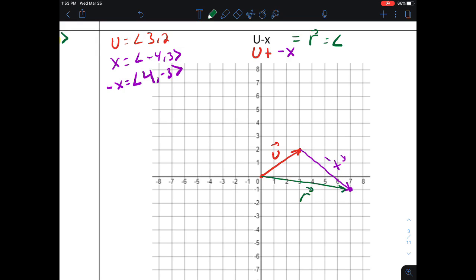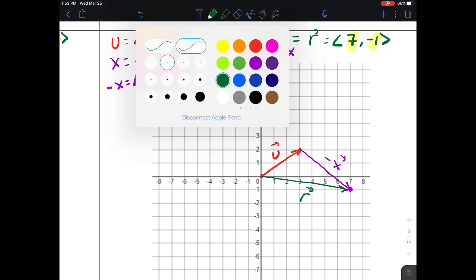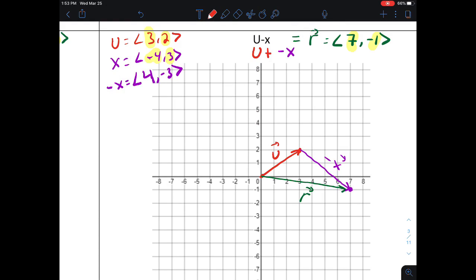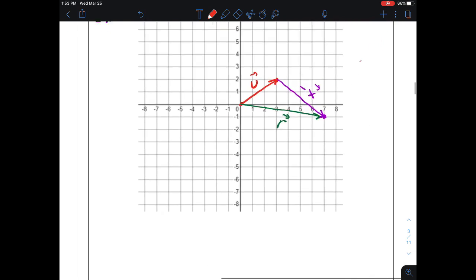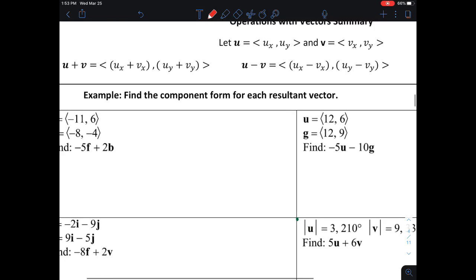Now, the resultant vector here went right 7, down 1. There's a component form. Notice the relationship: if I take u and subtract the x value of the vector x, 3 minus negative 4 made 7. And 2 minus 3 made negative 1. So operations between vectors, adding and subtracting, you just add and subtract your individual x components and y components.